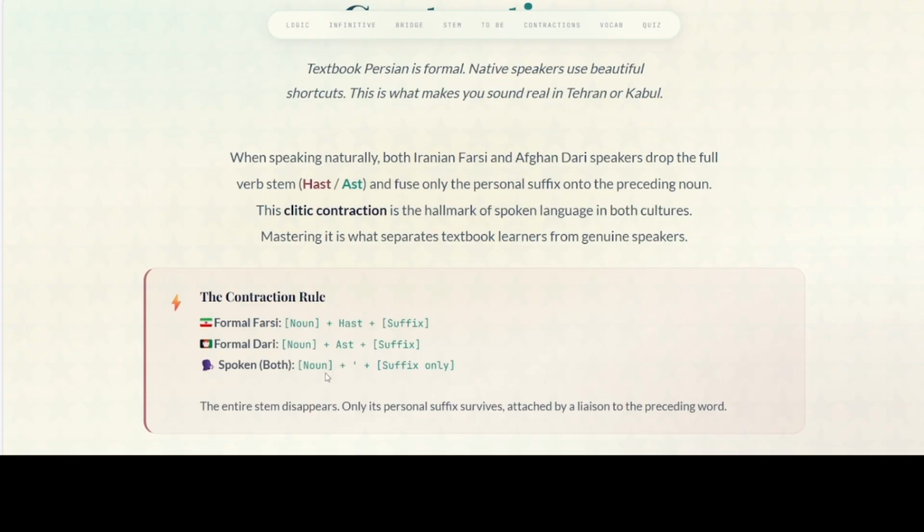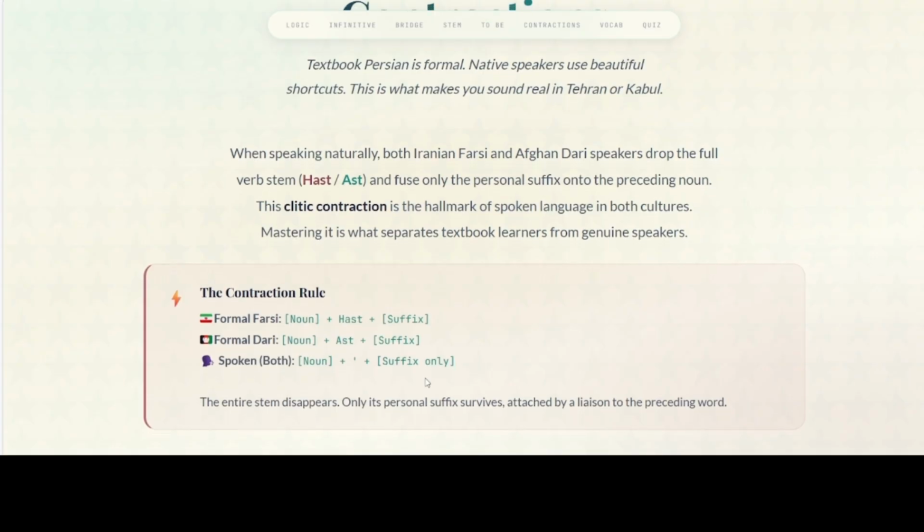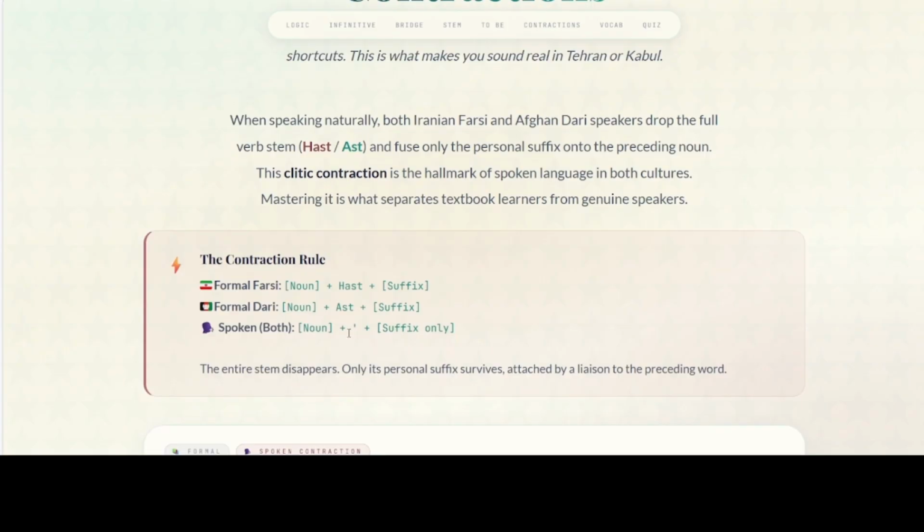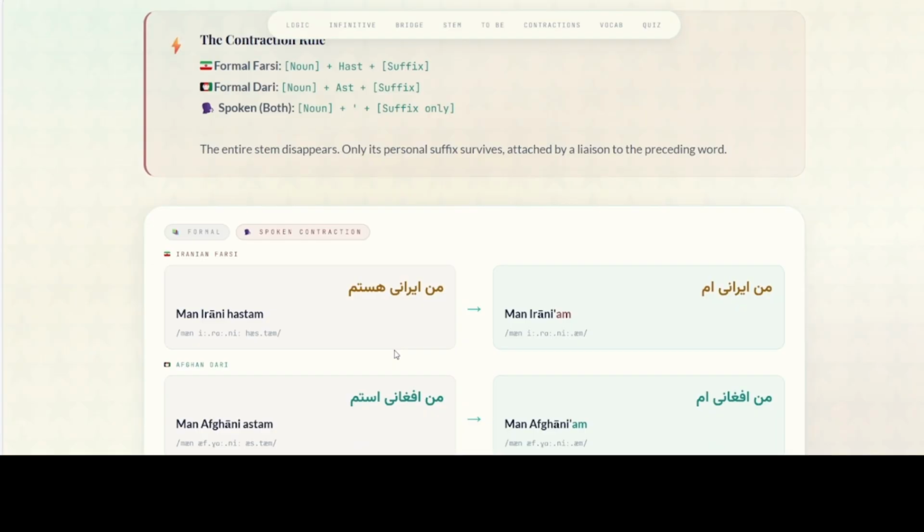But in the contracted version you can drop this ast or hast, and we just say the subject and then only use the suffix. For example, instead of saying man Maryam astam, I say man Maryamam. Man Maryamam. See, I dropped that hast. And remember, all the time the verb goes at the very end of the sentence in Persian. I'm going to give you some examples.